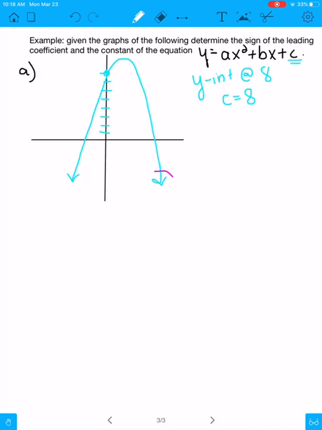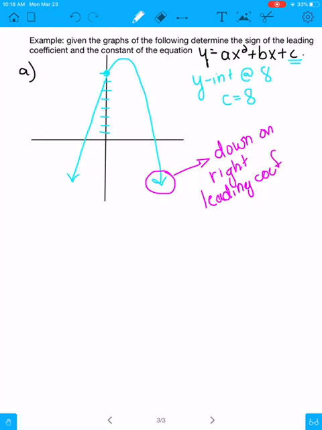And then how do I end on the right? I end down. So I know my leading coefficient is negative. My leading coefficient is the a variable, so a is less than 0. Boom. Okay, let's look at another one.